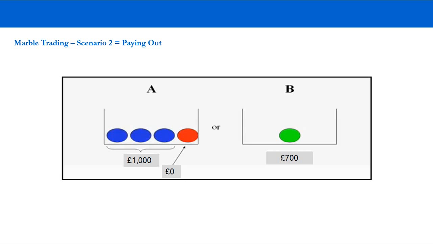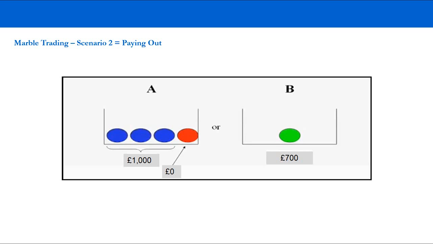So if you put your hand in box A and you pull a blue marble, you have to pay me £1,000. If you put your hand in box A and you take out the red marble, you pay me nothing. If you choose to put your hand in box B, well, there's only one marble in there, the green marble. You will pull the green marble and you'll have to pay me £700.